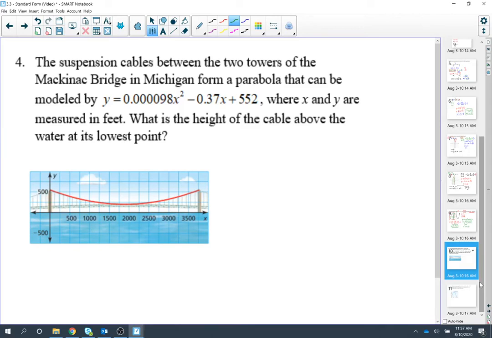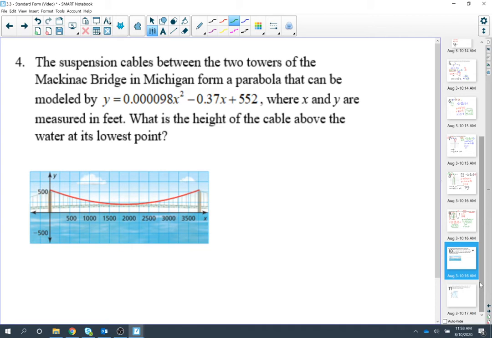Number 4. The suspension cables between the two towers of the Mackinac Bridge in Michigan form a parabola that can be modeled by the equation y equals 0.000098x squared minus 0.37x plus 552, where x and y are measured in feet. What is the height of the cable above the water at its lowest point?